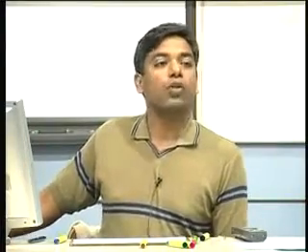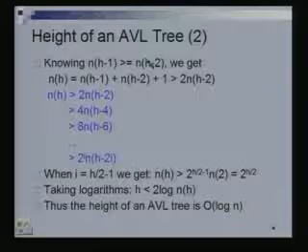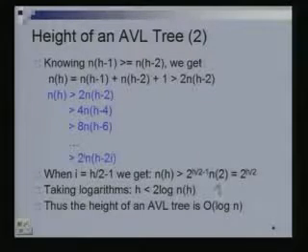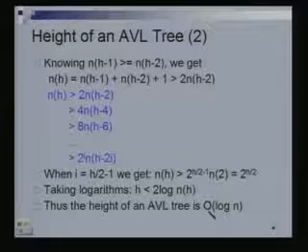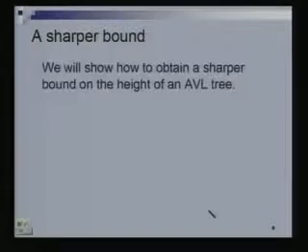So let's try and solve this recurrence slightly better. This is more of an exercise to show you how recurrences are solved. We did a fairly crude analysis here. We replaced this with n of h minus 2 and then we did this and we got this. Let's try and get something better, just as an exercise. So we'll show how to get a sharper bound on the height of an AVL tree. What was the bound we obtained right now? The bound we obtained was 2 times log of n. Let's see if we can get something better than that.